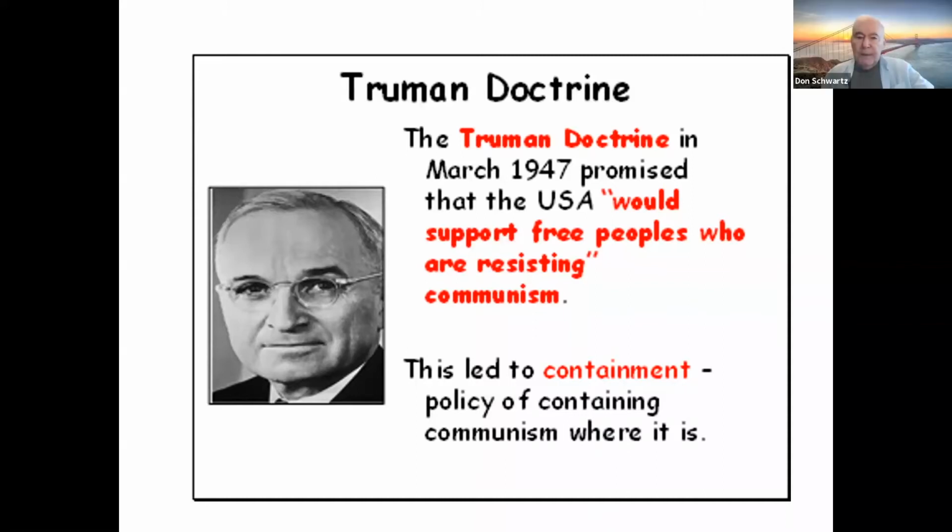So the Truman Doctrine promised that the United States would support free peoples who are resisting communism. This doctrine met resistance from a skeptical public and from members of Congress who were opposed to American involvement abroad. Isolationists objected to getting the US entangled once again in European conflicts.